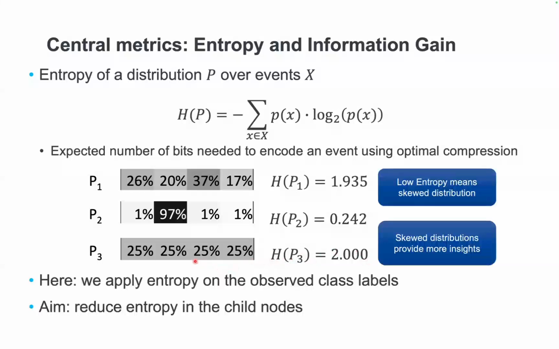So here we apply our entropy always on the observed class labels. We ask how certain is a prediction, or how much uncertainty is involved in the prediction given a certain extension in a corresponding node. And what we try to do by splitting a node into child nodes is to reduce the entropy in the child nodes such that our predictions get better and better and better.